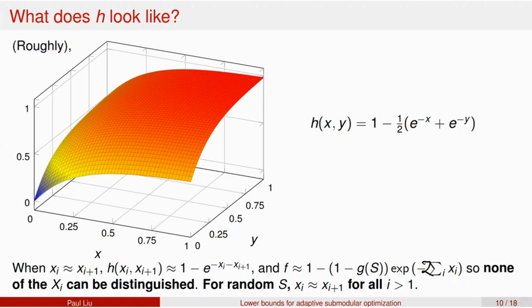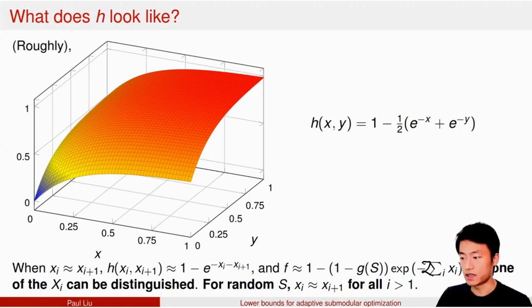Now, why do we care about the edge case where the xi's are approximately equal to the xi plus 1's? That's because for a random set S, when all the sets xi are about equal size, the random set S equally partitions into each set. So we're actually very frequently in this regime where the xi and xi plus 1's are equal.